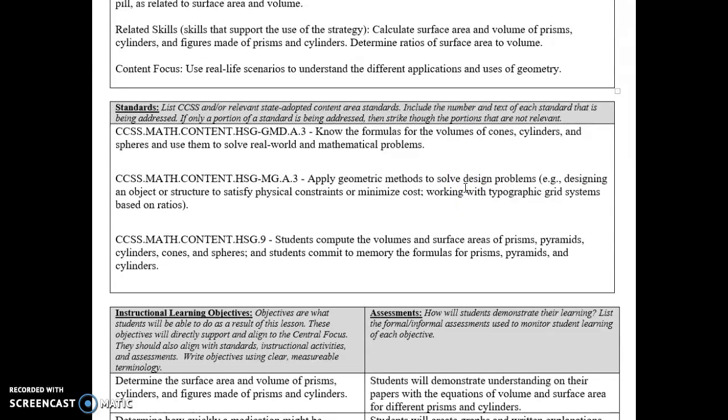Here are 3 standards that I covered from the Common Core, which are basically known formulas of volume and surface area of different three-dimensional objects, shapes, and apply geometric methods to solve given real-life scenarios, and then, of course, for the students to learn, compute, and memorize those different formulas.